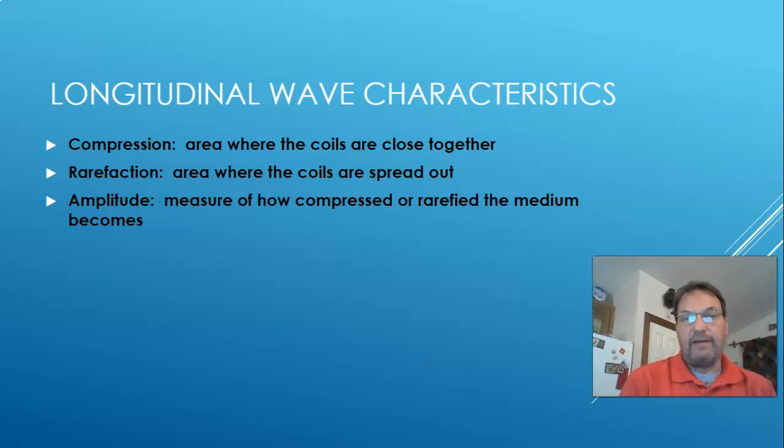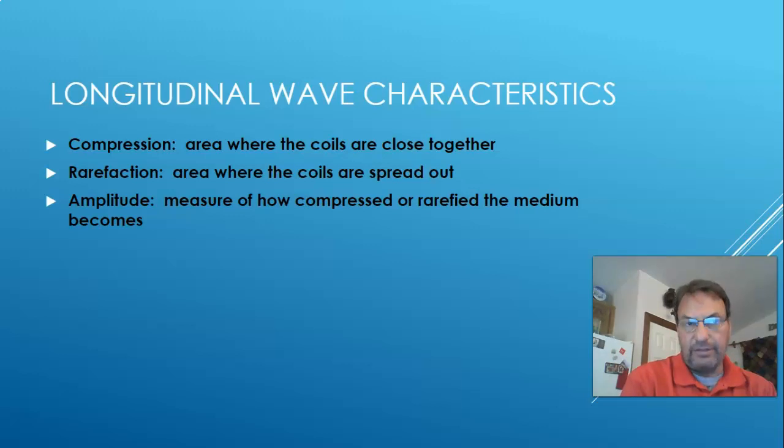If you think about when we were doing the slinky, you could see little sections that would go down the slinky where they would be compressed together. And then the faster you would do them, you could see the different compressions as they moved along. And then the area where it was not close together is called the rarefaction.